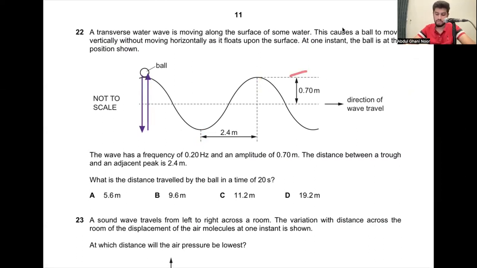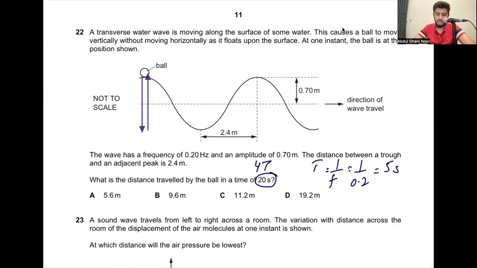This amplitude is 0.7. What is the distance traveled by that ball in a time of 20 seconds? So let's first find out how many time periods is 20 seconds. So the time period is equal to 1 upon frequency, and 1 upon 0.2 is equal to 5 seconds. So the time period of this wave is 5 seconds, which means in a total time of 20 seconds, you will have 4 time periods.